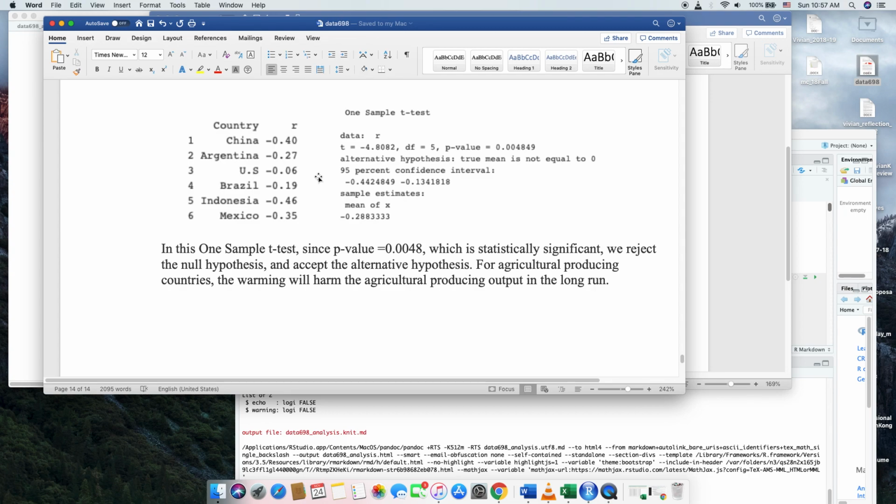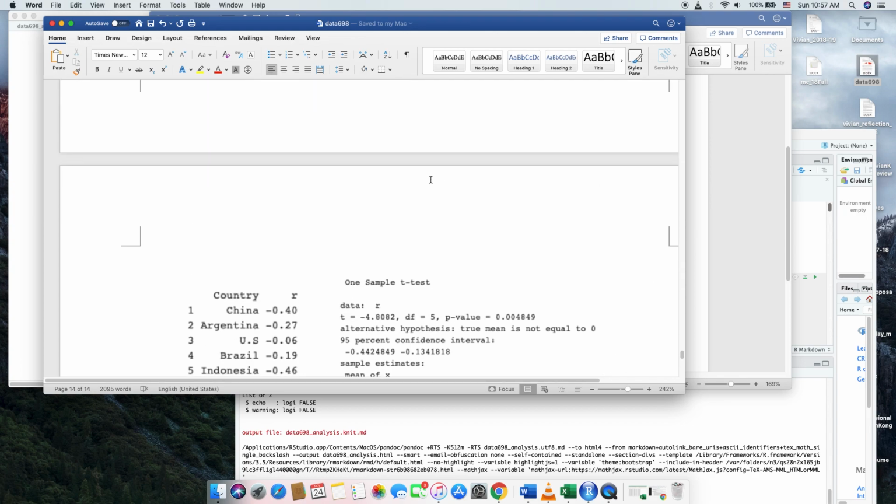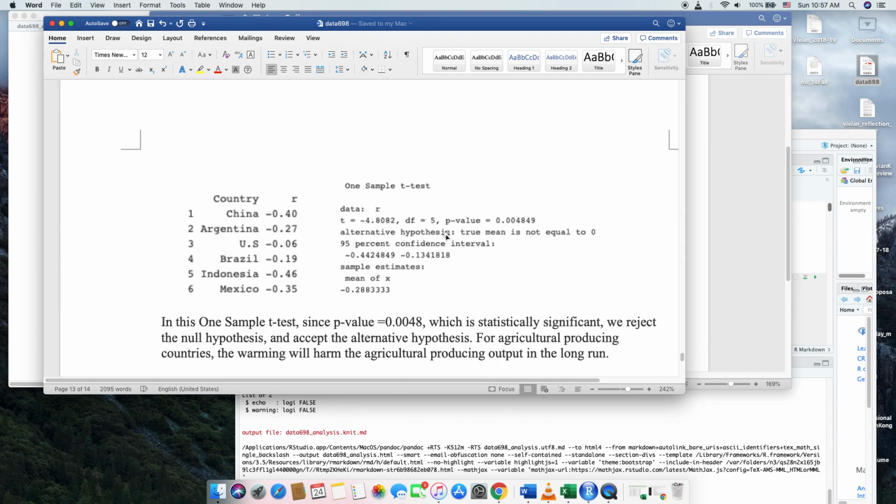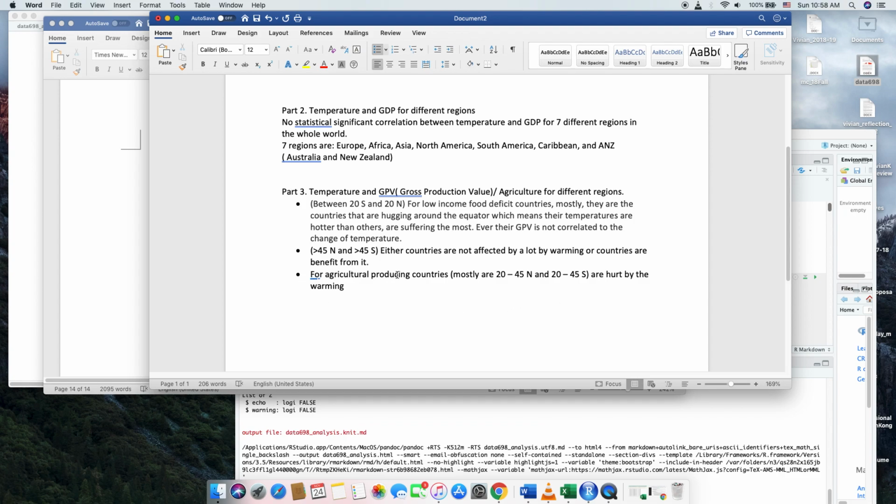In my case here, I set the null hypothesis equal to 0, and the alternative hypothesis, I expect, is going to be less than 0. And here I find that my p-value is 0.005, which is statistically significant, no matter whether we use an alpha of 5% or 1%. So in this case, we can conclude that those agriculture producing countries are hurt by the warming.